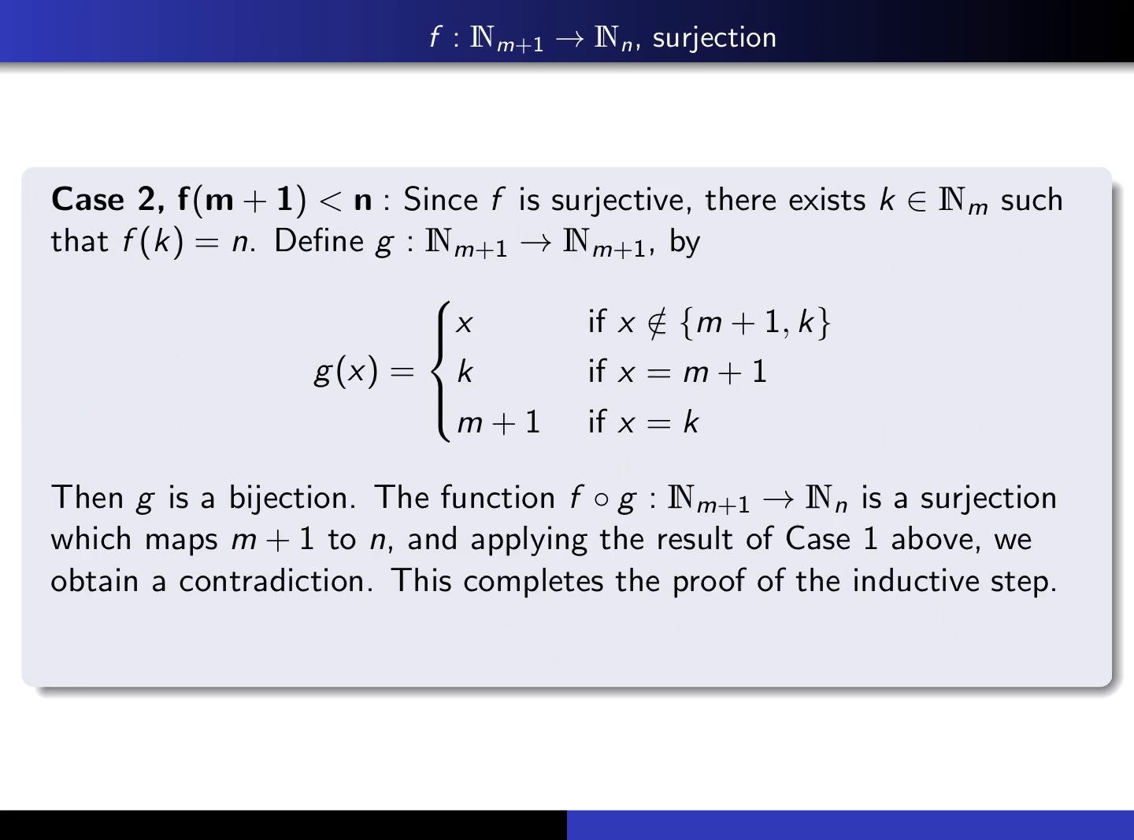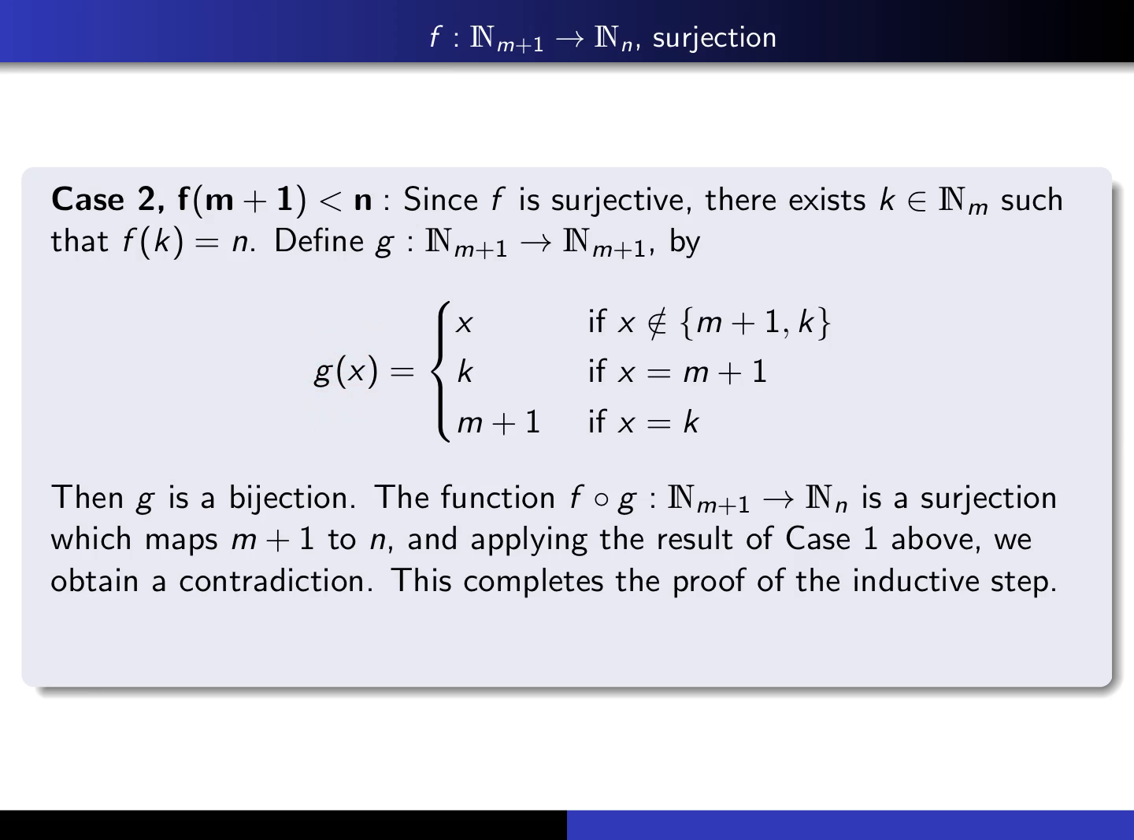So here's my proof of case 2. Suppose f of m plus 1 is smaller than n. Well, since f is surjective, there has to be something that maps to n, so that means there has to be a k somewhere in this set here that maps to n, but k is not m plus 1, and so it must lie in N sub m. So now I'm going to introduce this function g that's going to take all the elements of N sub m plus 1, and it's going to interchange two of them. It's going to leave all of the elements alone except for k and m plus 1, and it's going to interchange those two. So here you see the definition.